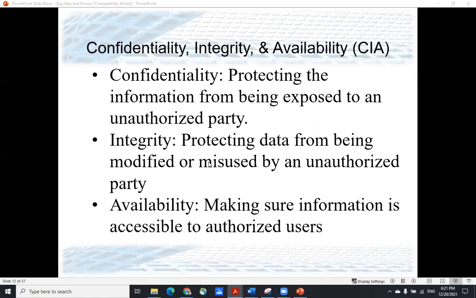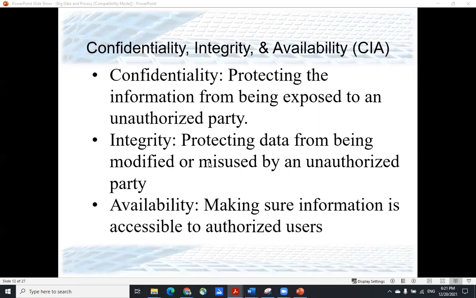If I say hello, then the message that comes to you in an email should be hello, should not be anything else. So that's what we're talking about. The data should not be modified, and it should not be misused by anybody that is unauthorized to take that action.